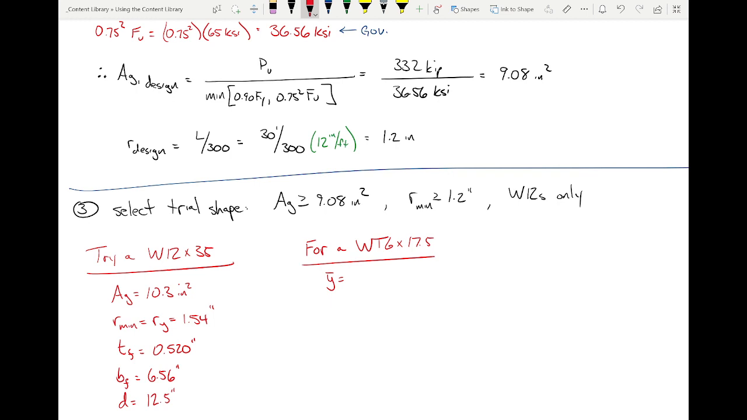One of the things that I like to do, and you get better at this with practice, just trust me. But when you're in design mode and you know you got a trial shape, just look up everything before you do any math. Just do it all, you'll save time, trust me. So like, I could have just written down the W12x35, and then say, okay, I need to compute the net area. Oh, let me get the flange thickness. I need to compute the shear lag factor. Oh, I need the bf and d. Oh, I need the y-bar. Oh, I need the r value to get the slenderness. Just look it all up. Make your life a little easier. So what's the y-bar for the WT6x17.5?